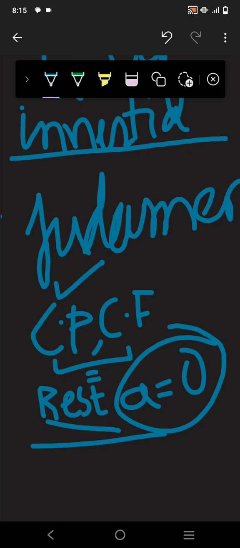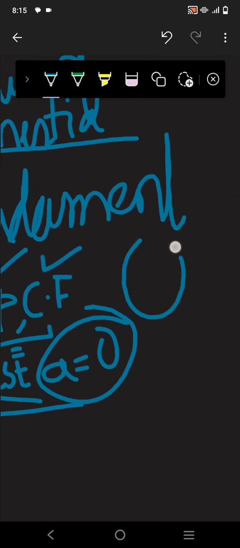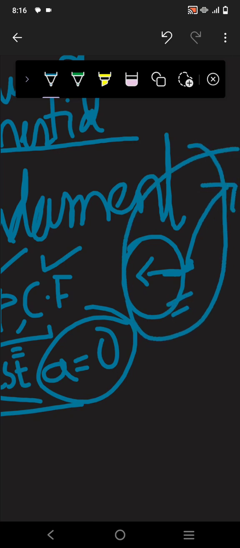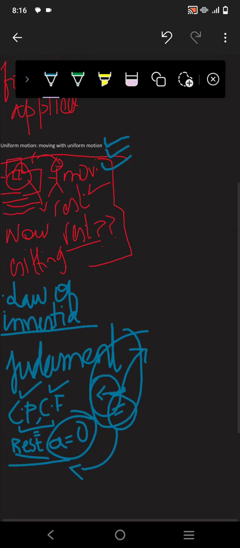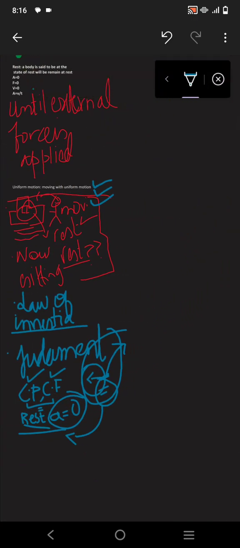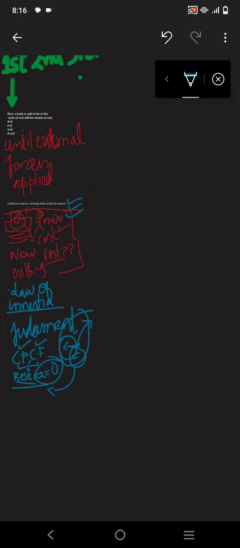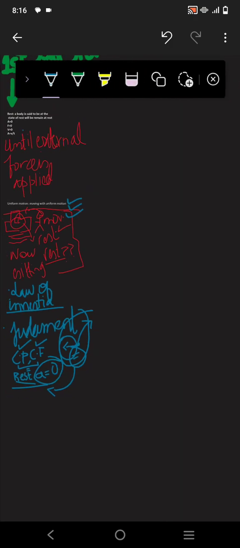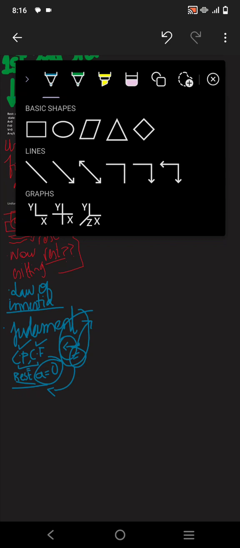So when centripetal force and centrifugal force, we know that centripetal force acts inward, inside the circle, and it attracts you towards the center, and centrifugal force is away. So when these two forces are equal, the body comes to rest and the acceleration of the body gets 0. So here comes the end of our first law. Now we're gonna see the second law of motion, and that is pretty cool.